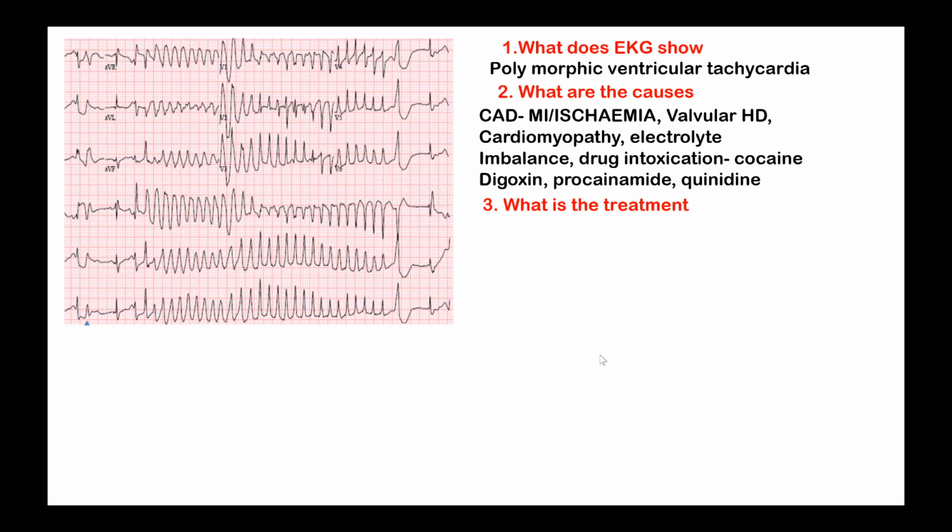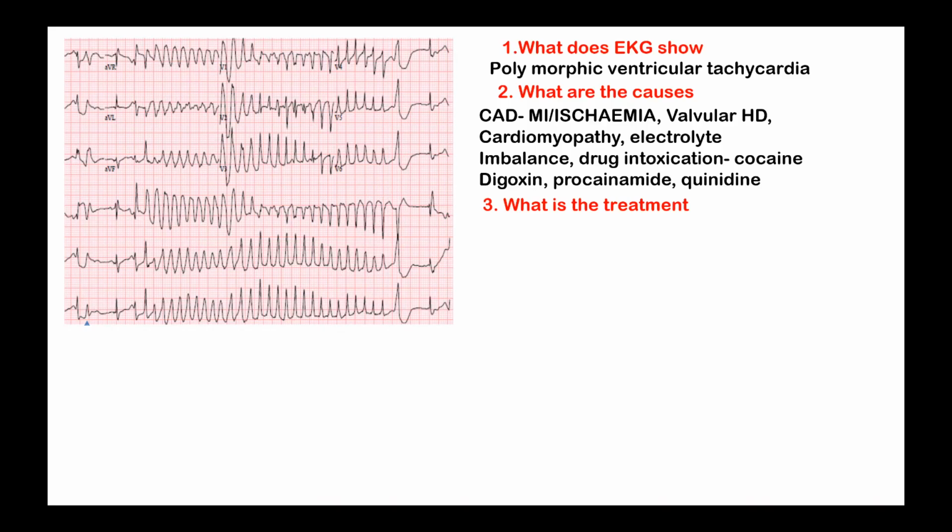What is the treatment for this? How do you treat polymorphic ventricular tachycardia? Magnesium sulfate, sir. Defibrillation, sir. Immediately defibrillate. For any arrhythmia question, the first answer should be whether the patient is hemodynamically stable or not. That is the first answer you should check.